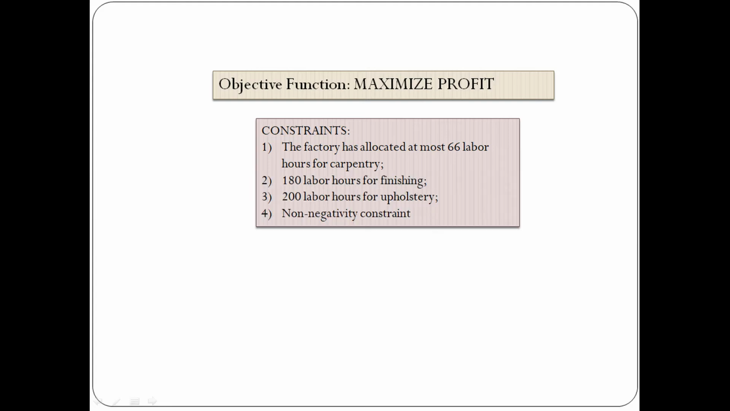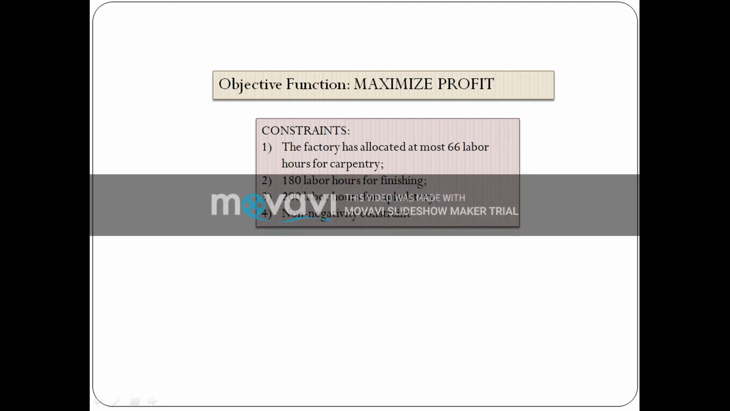The firm's objective is to maximize profit, and the constraints identified in the problem are: first, the factory has allocated at most 66 labor hours for carpentry. Second, 180 labor hours for finishing. Third, 200 labor hours for upholstery. And lastly, the non-negativity constraints.